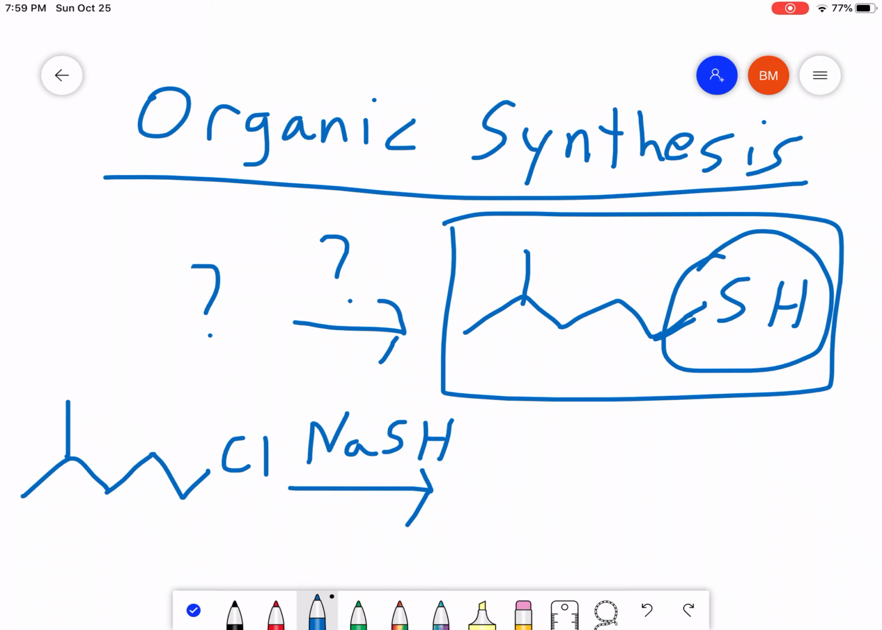So basically you could take something like this, sodium thiol. It dissociates to give you Na+, which we don't care about, but more importantly it gives you SH-. So that is a strong nucleophile.